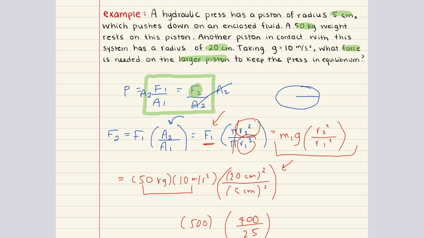Now 25 and 500, they're both divisible by 25. So we're going to divide both values by 25. This gives us 1 over here, and that gives us 20 over here. Now what we're left with is 20 multiplied by 400, and this gives us 8,000. And our units here are going to be newtons. So the force that is needed on the larger piston to keep the press in equilibrium is 8,000 newtons.